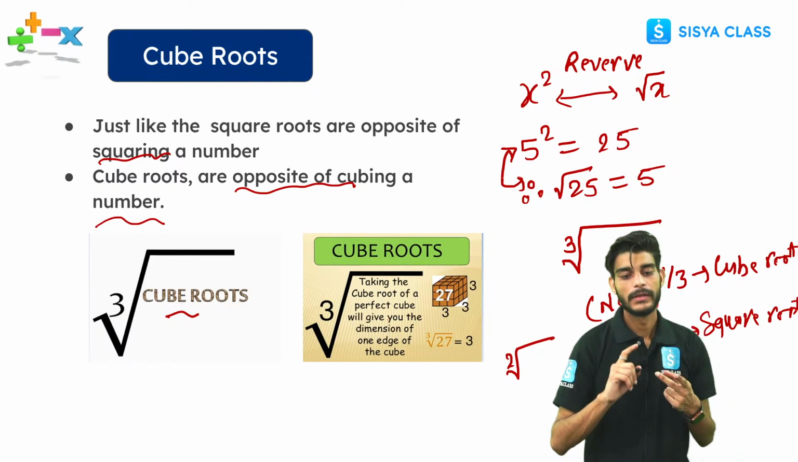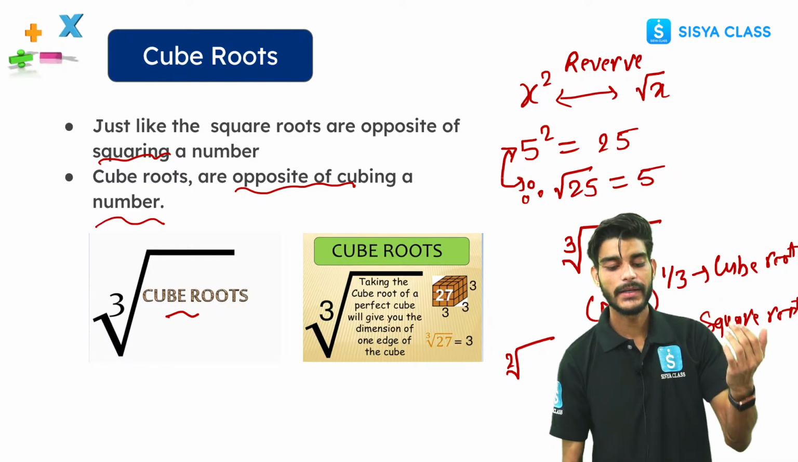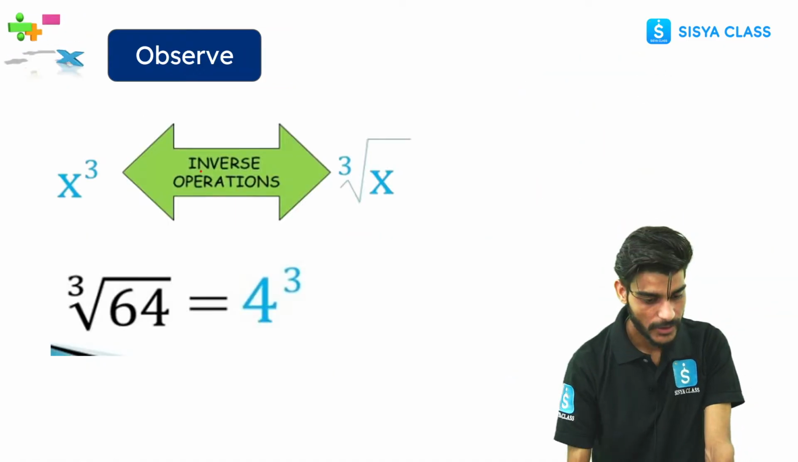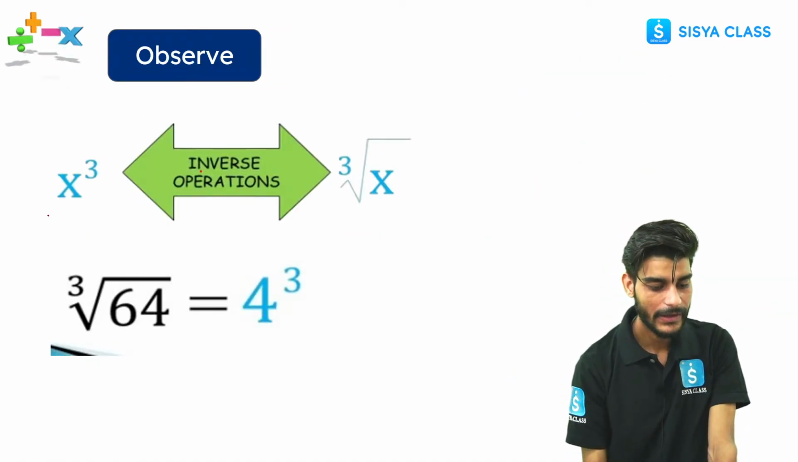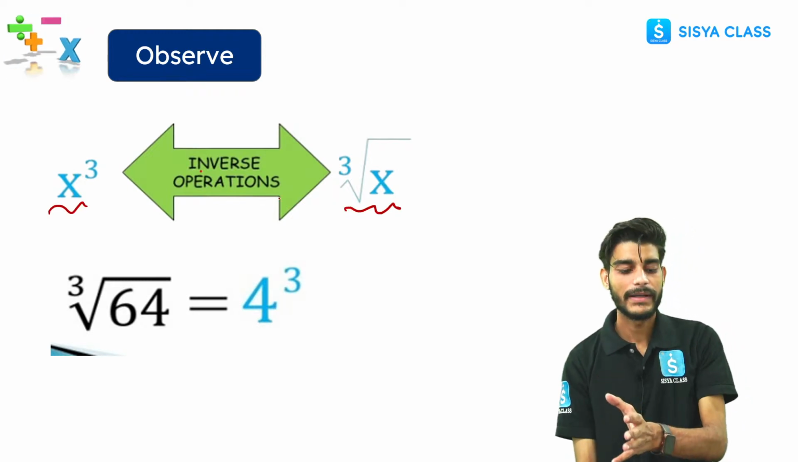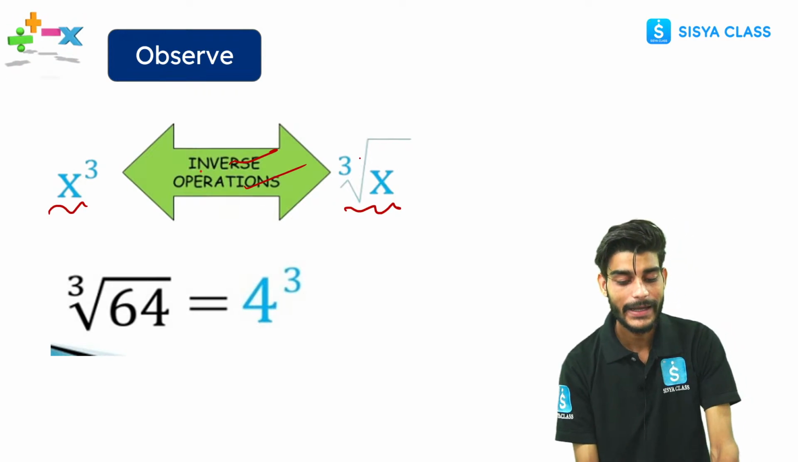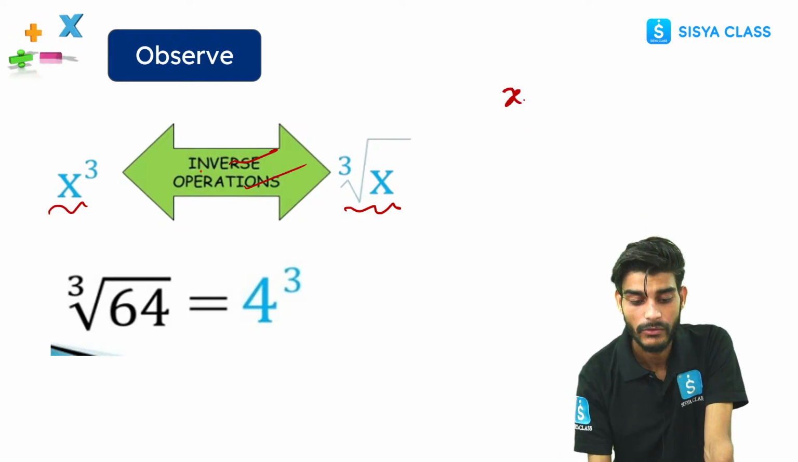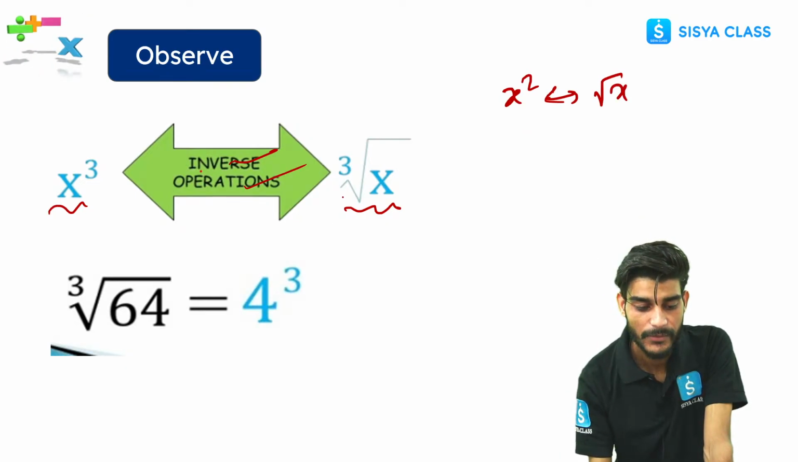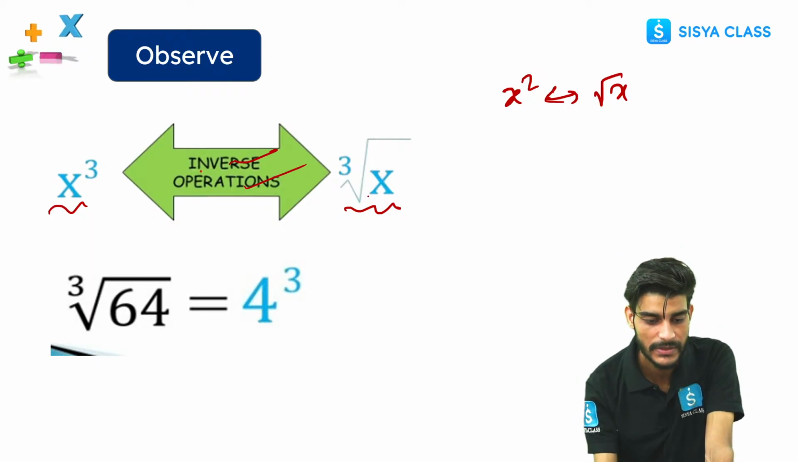Cube root works in the same way that we did for square root as well. Now let's observe it. Obviously x cube and cube root of x are inverse processes. Like square and square root are inverse processes, in the same way cube and cube roots are inverse processes as well.